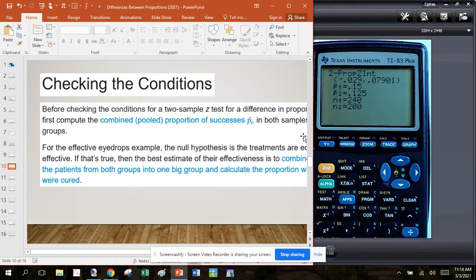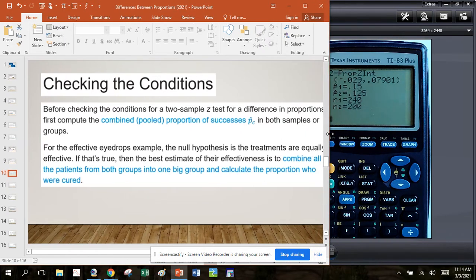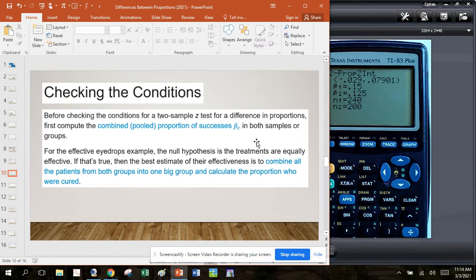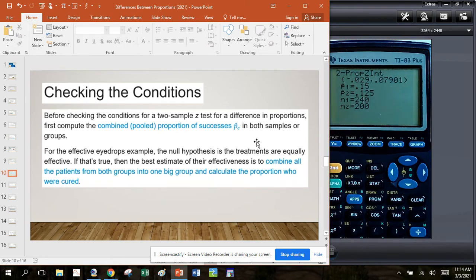So just like before, we always check our conditions. Let me just widen this a little bit here. Okay, so before checking those conditions, we do need to do something which is quite particular to a significance test for the difference of proportions. This is the only time you do it. What you do is you pool the results, you combine the results. So for this example, the null hypothesis is that the treatments are going to be equally effective. So if that's true, then the best estimate of their effectiveness is to combine all the patients from both groups.